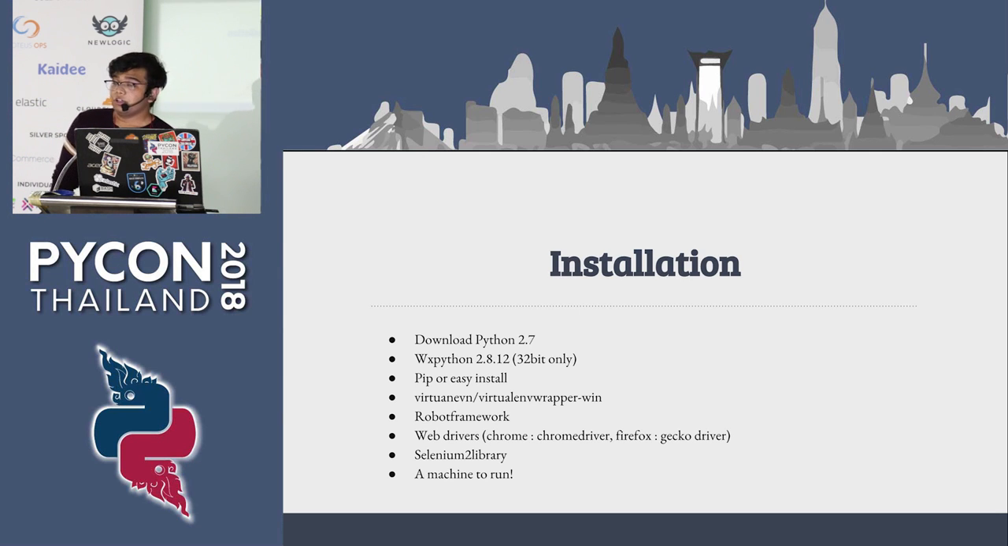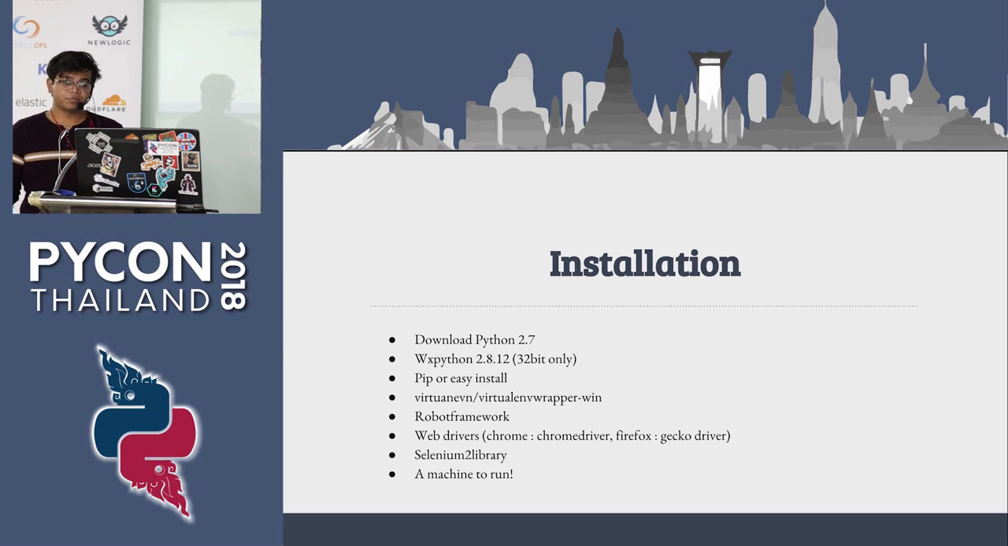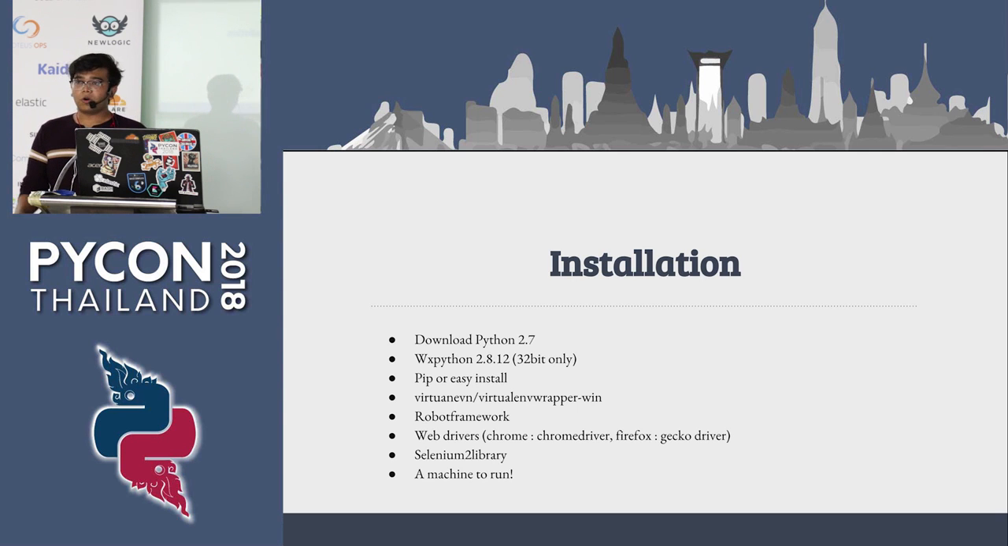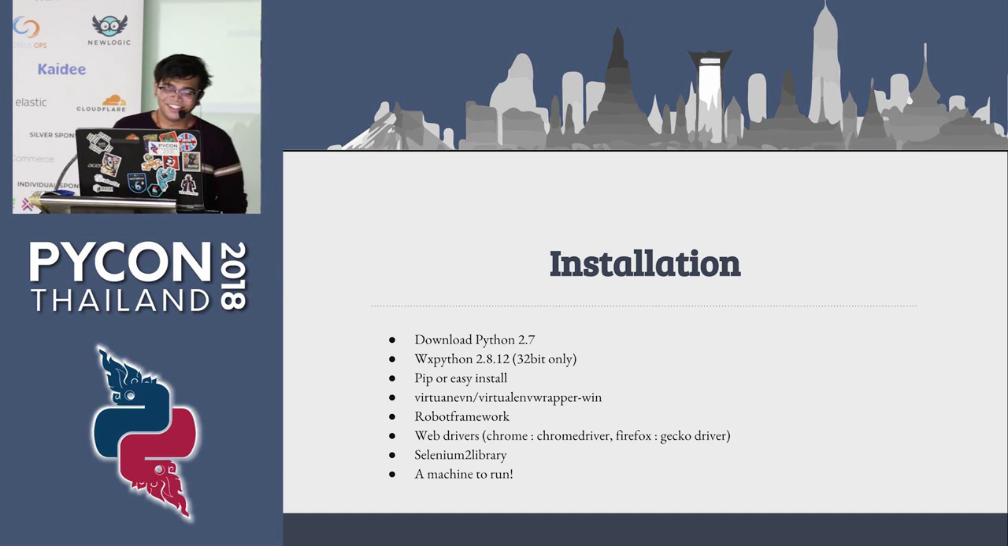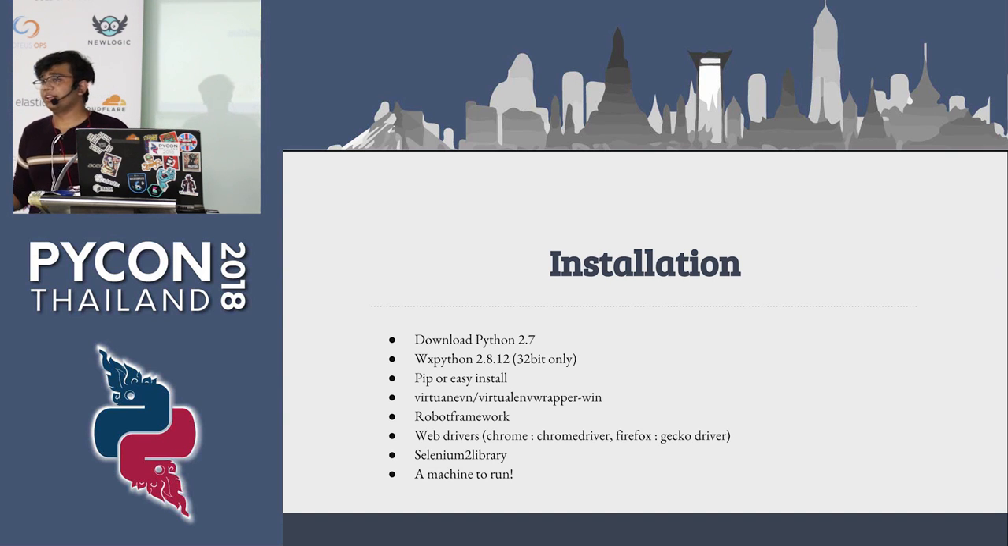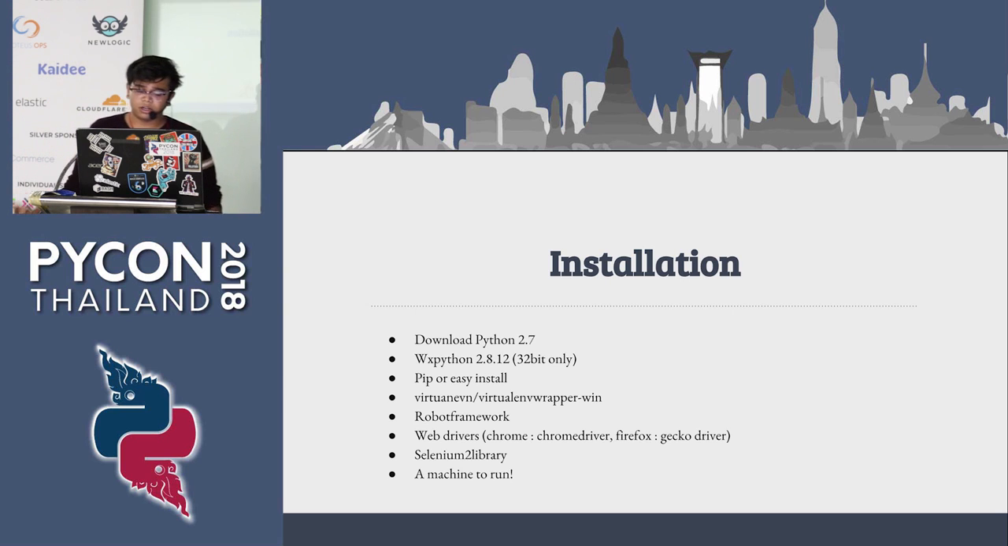Also, Robot Framework, you need to download it using pip. And web drivers: for Chrome, it's ChromeDriver; for Firefox, it's GeckoDriver. Both of them work. I prefer Firefox over Chrome because it's good. And Selenium 2 Library, I think they changed the name of the library now. It's just SeleniumLibrary, and it's updated to the latest version every now and then. Back then, it only worked with Selenium 2 Library, which was the latest version. Now I think it's got updated.